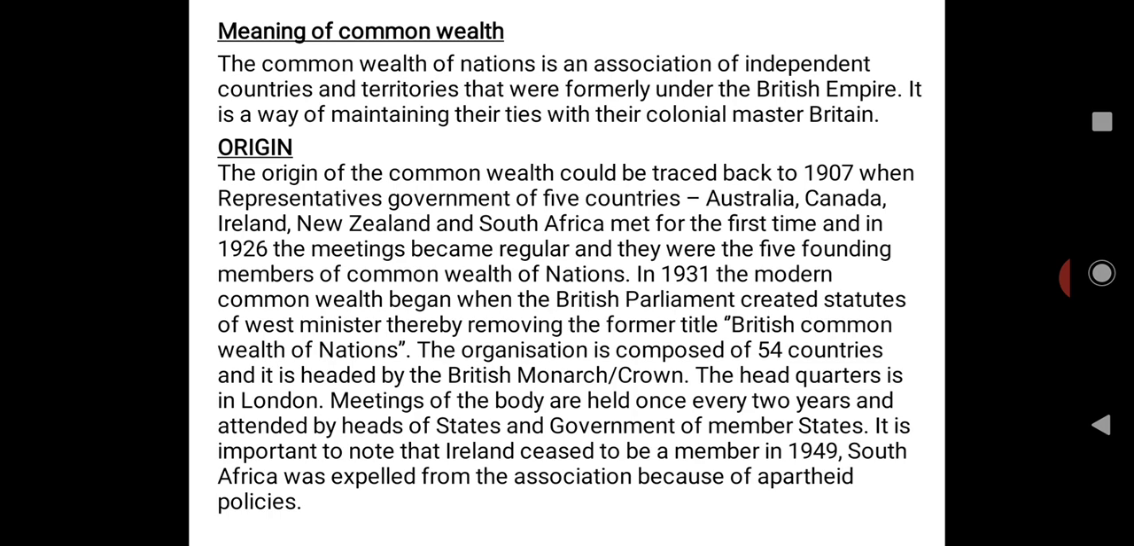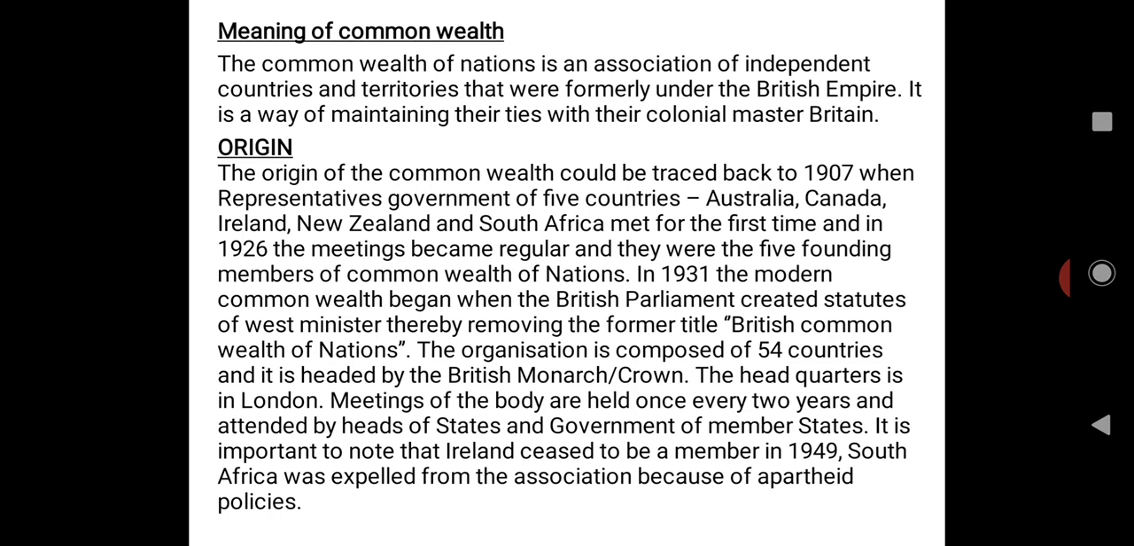The origin of Commonwealth of Nations could be traced back to 1907, when representative government of 5 countries, that is the founding members of this organization, namely Australia, Canada, Ireland, New Zealand, and South Africa, met for the first time. And in 1926, the meetings became regular. They were the 5 founding fathers, as I told you, that formed Commonwealth of Nations.